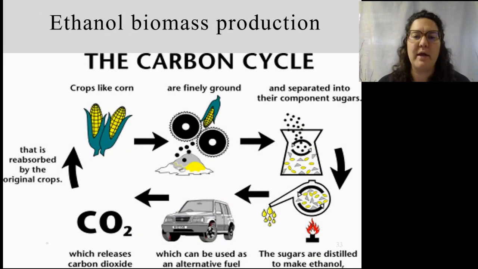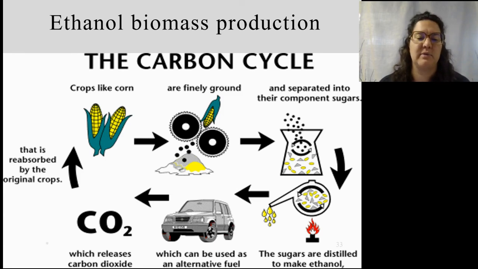We also have ethanol biomass production, which is, again, part of the carbon cycle because we have carbon dioxide that's originally absorbed by crops like corn, which will be finely ground up, separated into their different sugar components, and then they're going to be distilled to make ethanol in a fermentation process. That ethanol can then be used as an alternative fuel source compared to petroleums, and in Alberta, it's added to our gasoline. We have up to 10% ethanol added to our gasoline.